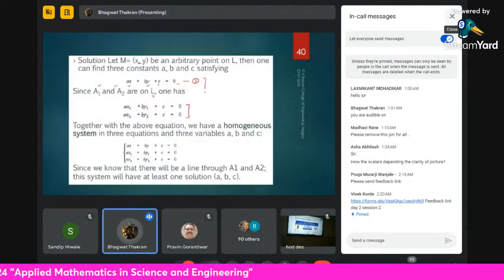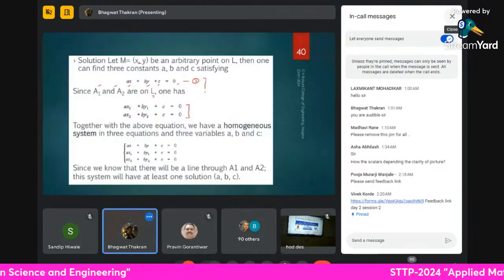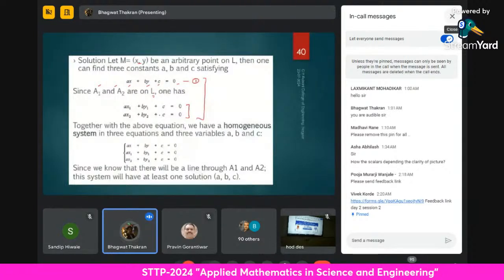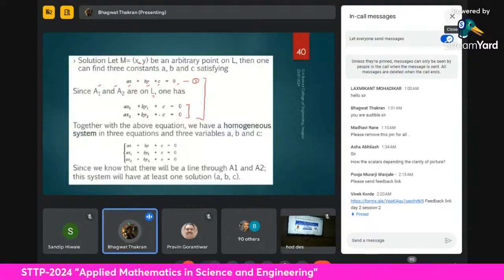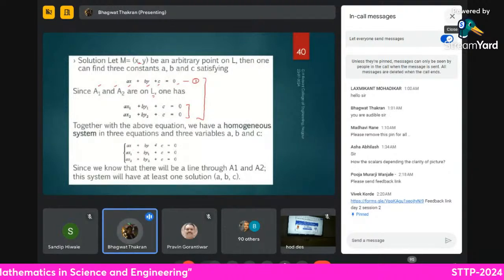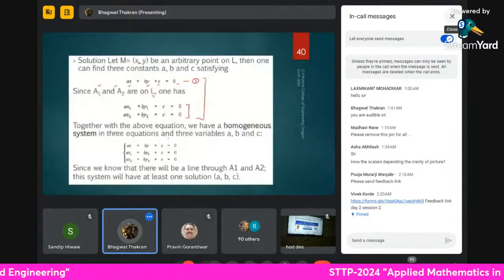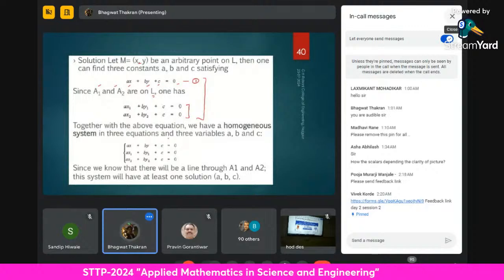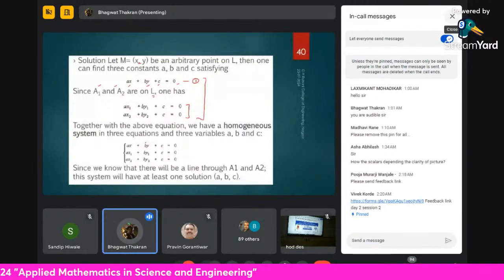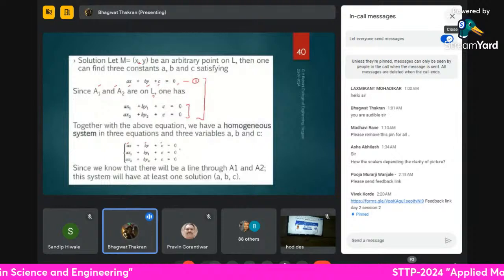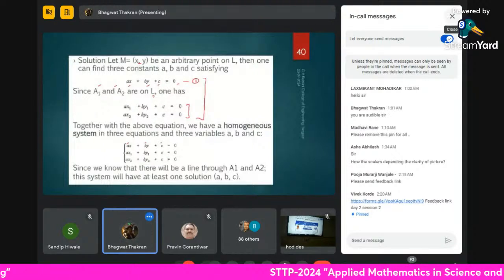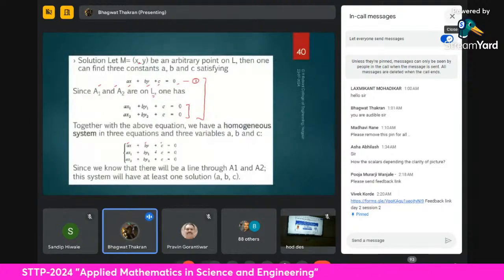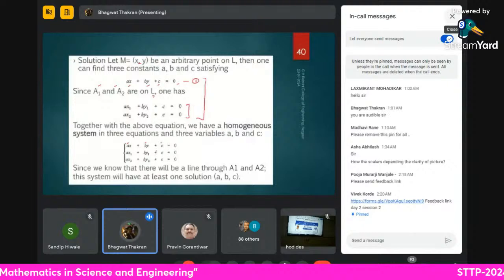So now I have three equations, and as you can see, together these three equations will form a homogeneous system. Why are they forming a homogeneous system? Because A, B, C are the variables. They are not fixed values. So if A, B, C are the variables, now see, we have a system of three equations, but they have the same variables, right?